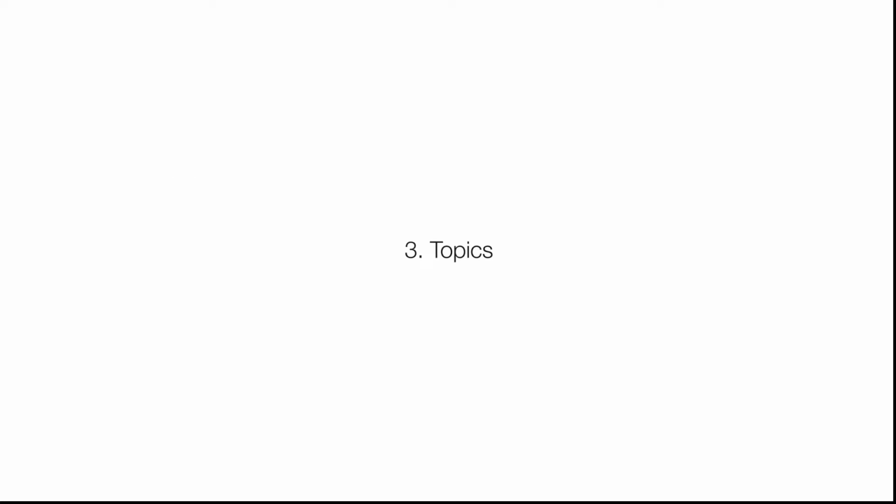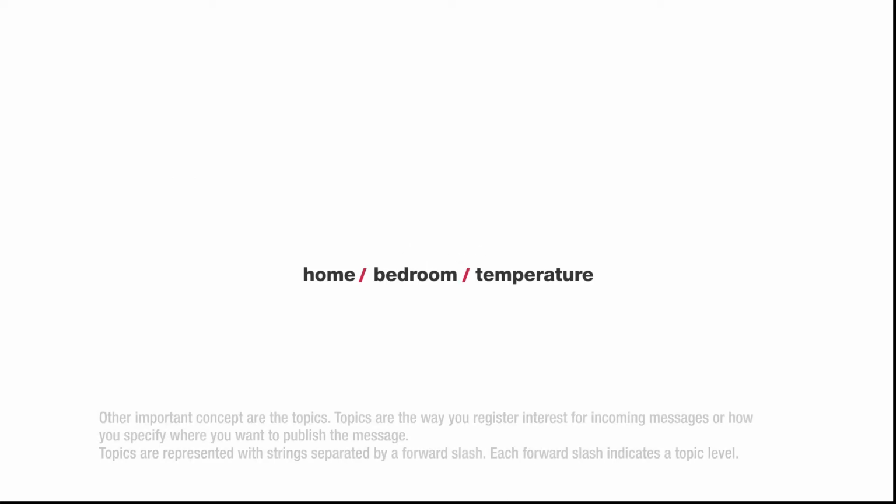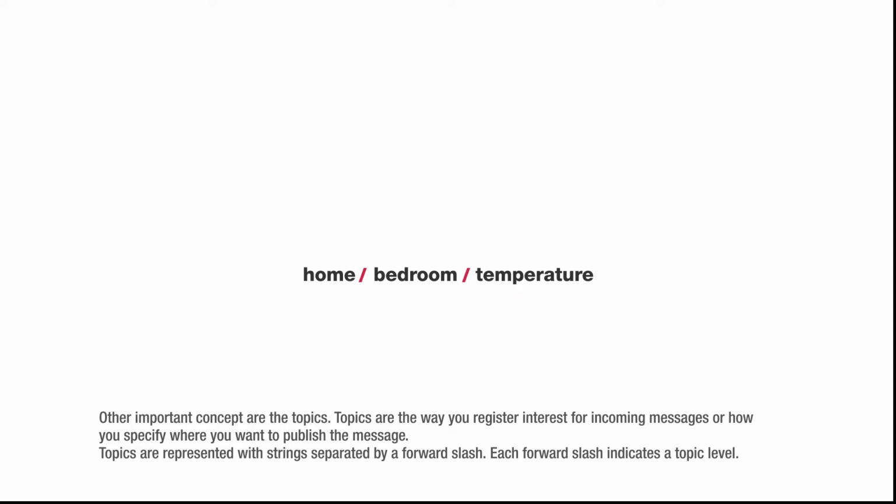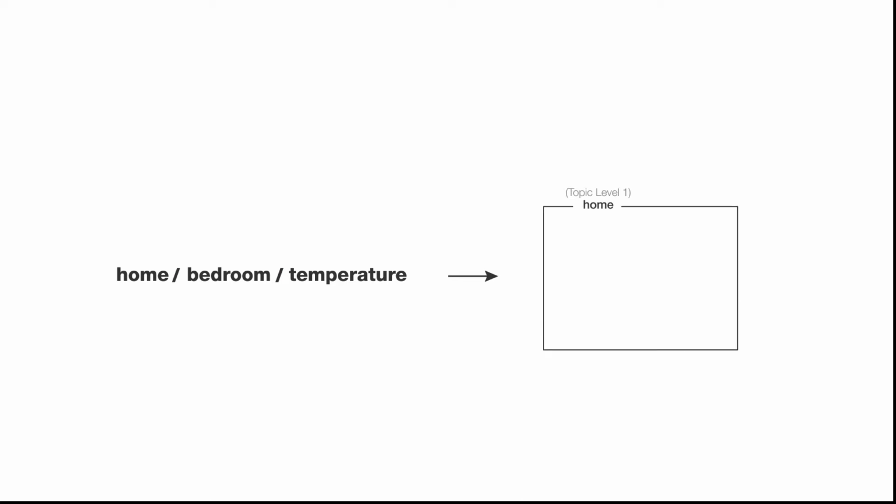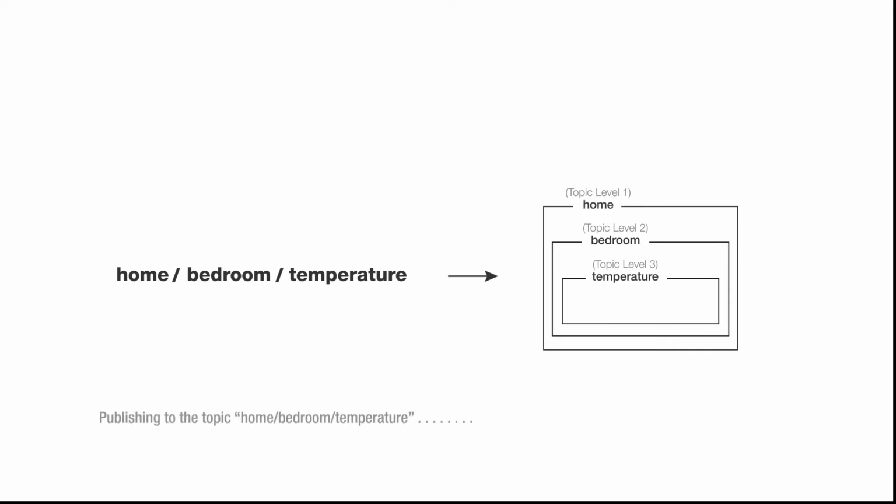3. Topics. Other important concepts are the topics. Topics are the way you register interest in incoming messages or how you specify where you want to publish the message. Topics are represented with strings separated by a /. Each / indicates a topic level. Publishing to the topic home/bedroom/temperature.